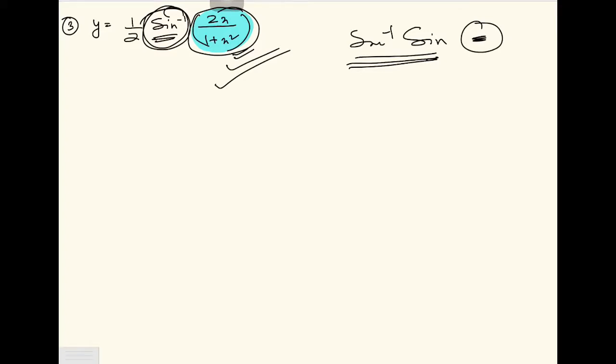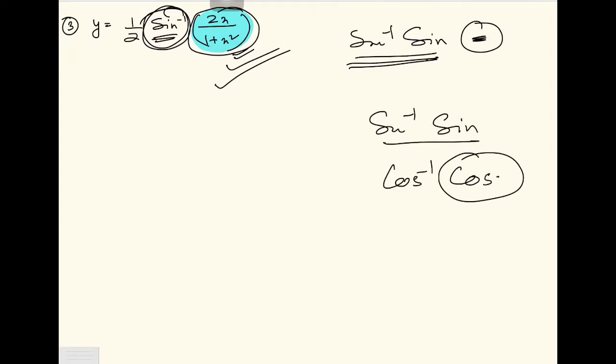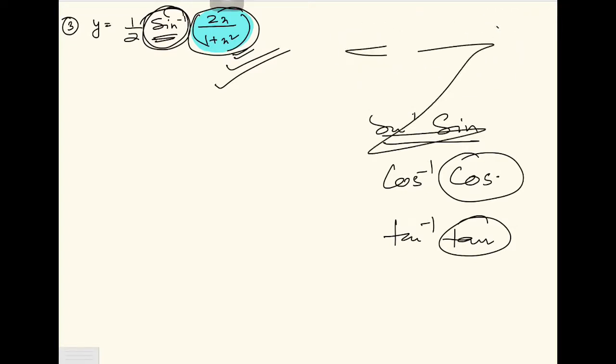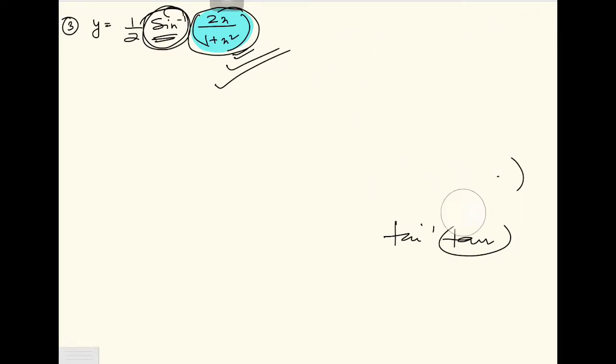Tan inverse. So that way it works. If there is a sine inverse, you want sine because it's self-adjusting. If there is a cos inverse outside, then inside you want cos. If there is a tan inverse, then ultimately you want tan here. That's how it works. Okay, so carefully substitute so that this function gets simplified.